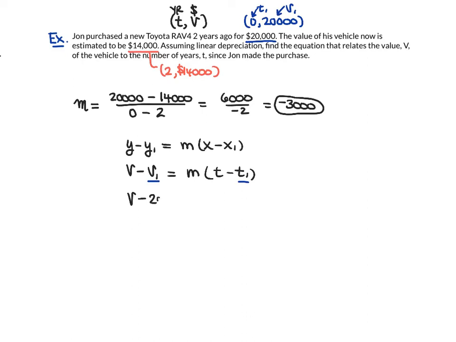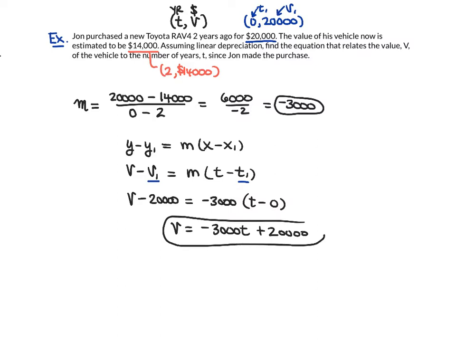The initial value was 20 grand. Again, my slope we found to be -3 grand, and my initial time was 0. And we'll express the final value in slope-intercept form, so I'll add the 20,000 to both sides, and there's your final equation that represents this depreciation.